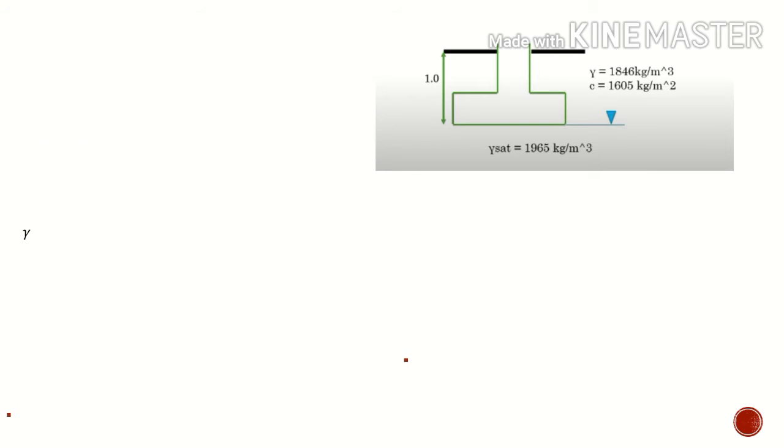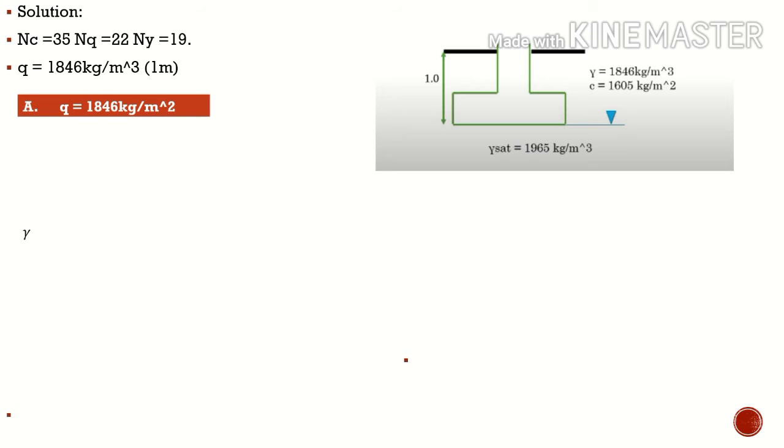So, solution for letter A. What we are looking for is just q. q is just equal to gamma H. So, our gamma is 1,846 kilogram per cubic meter times a height of 1 meter. So, our q is equal to 1,846 kilogram per square meter.